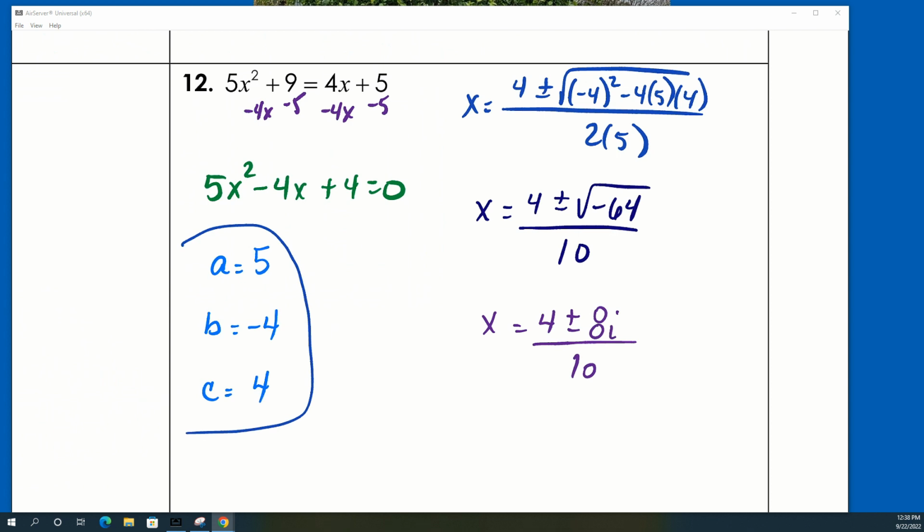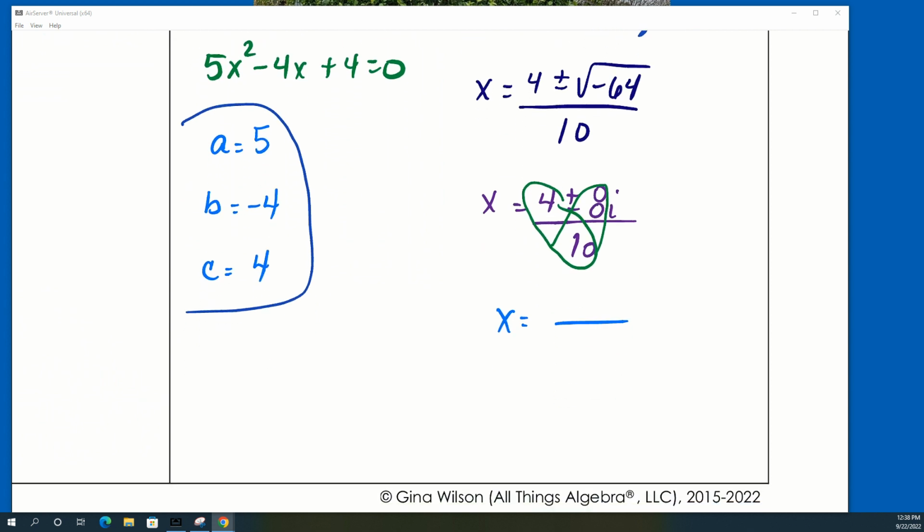All right, and then we're going to draw the heart. And 2 divides into all of those. So we'll just go through and divide each number in the heart by 2. And that's the final answer.